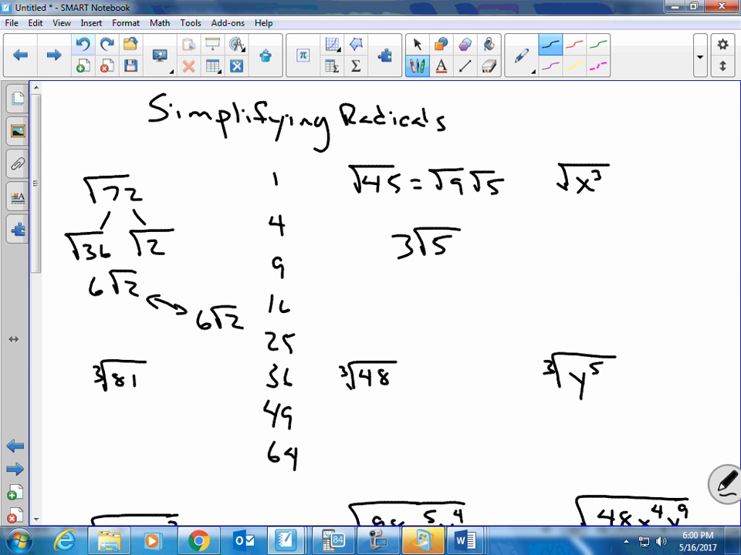Try to simplify the square root of x cubed. Okay, same question. What perfect square goes into x cubed? Well, if I think about it, x squared is a perfect square because x times x equals x squared. This is a tricky one. Does x squared go into x cubed?